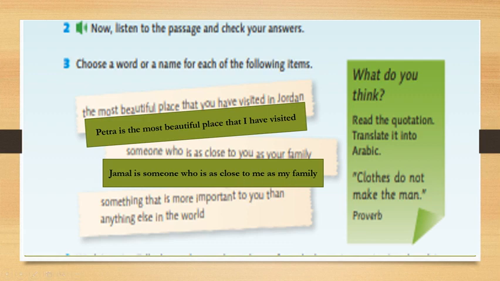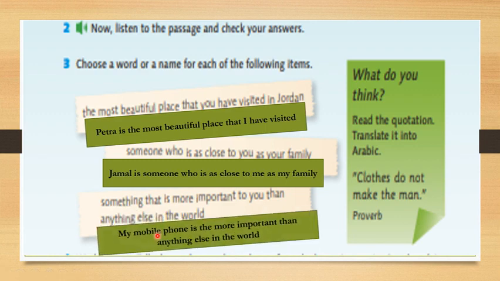Look at the third sentence. Something that is more important. Look here, comparative. More important to you than anything else in the world. So what is the most important thing to you? And the answer: My mobile phone is more important than anything else in the world.